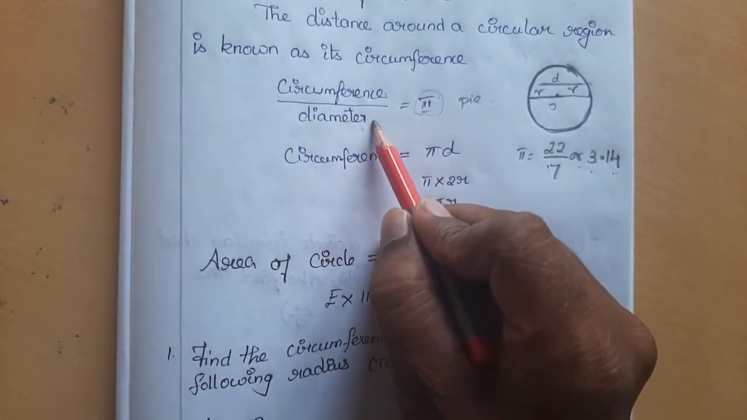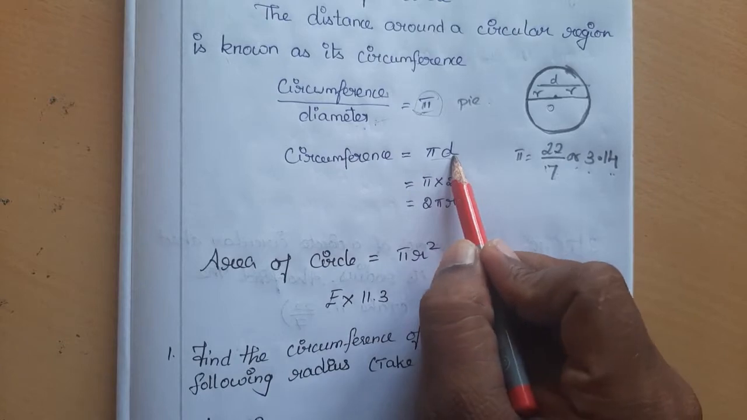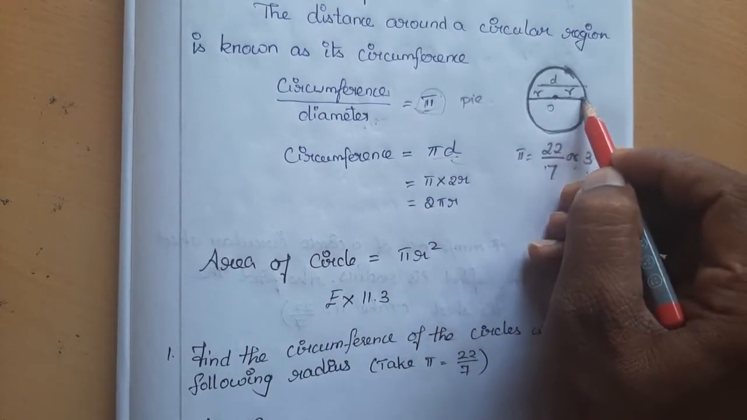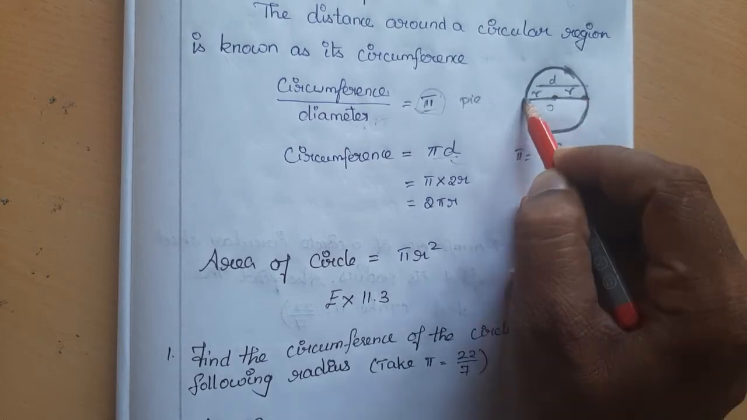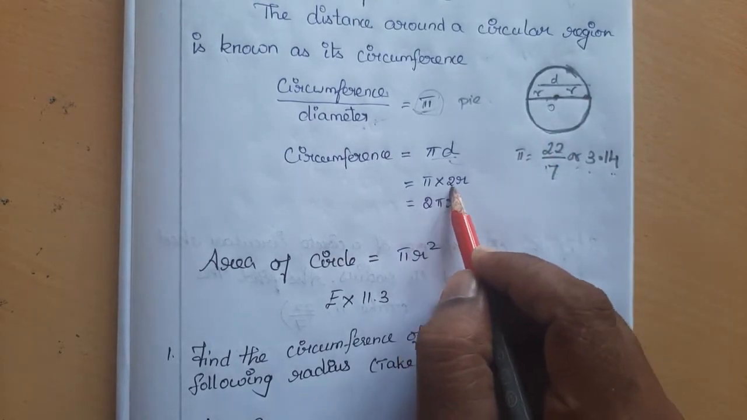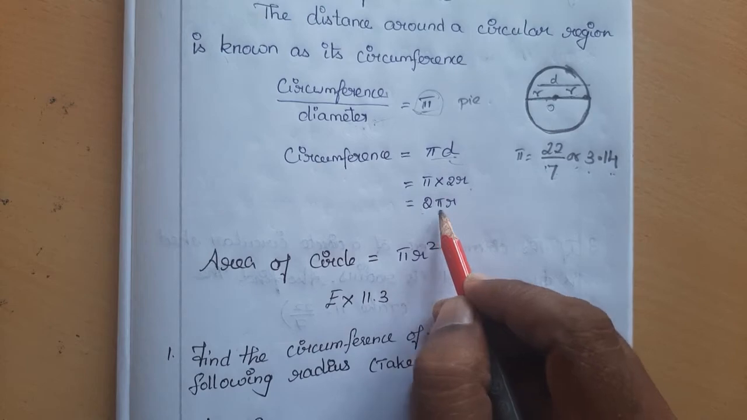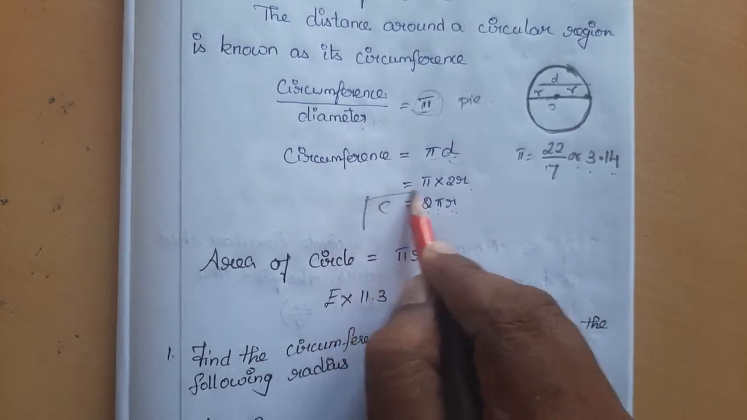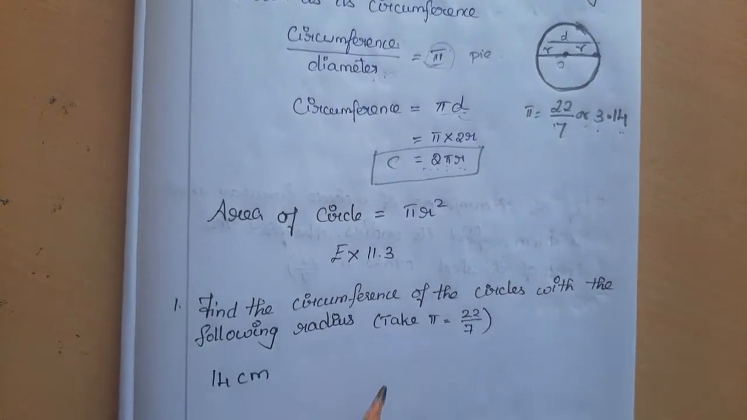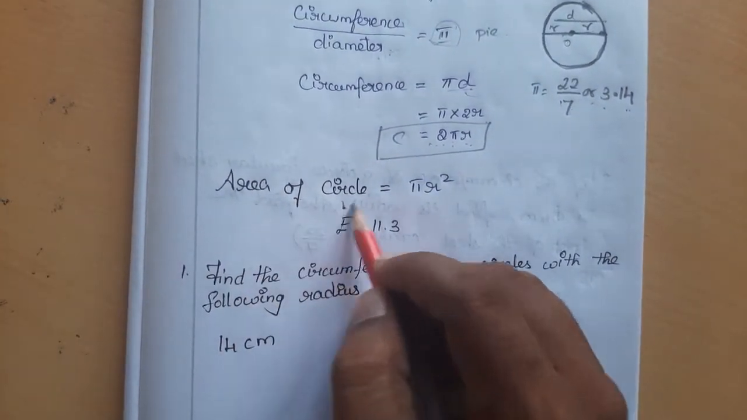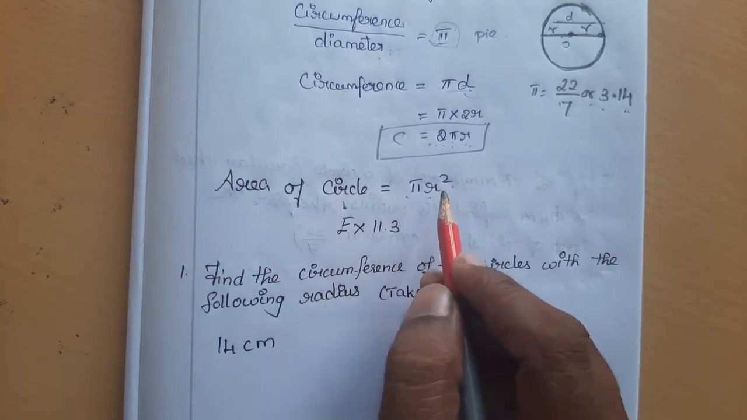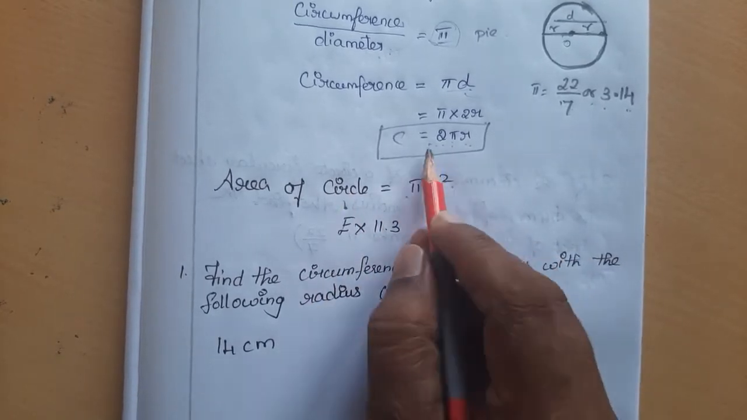Since diameter is divided here, it becomes a multiplication. The diameter is 2r, right? From the center, the radius is 1r, and here is another r, so 2r. So pi into 2r, and the standard form is written as 2 pi r. So circumference is equal to 2 pi r. And the area of the circle is pi r square. Circumference is 2 pi r.